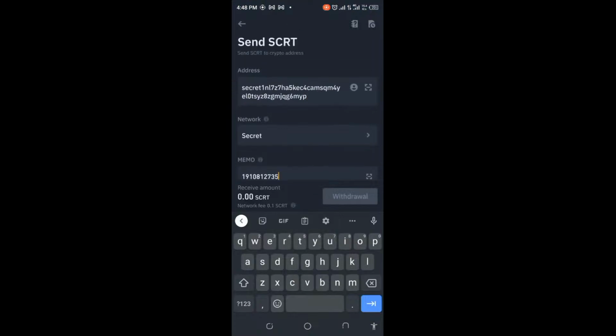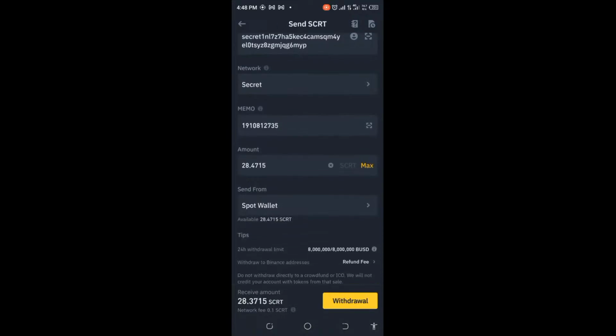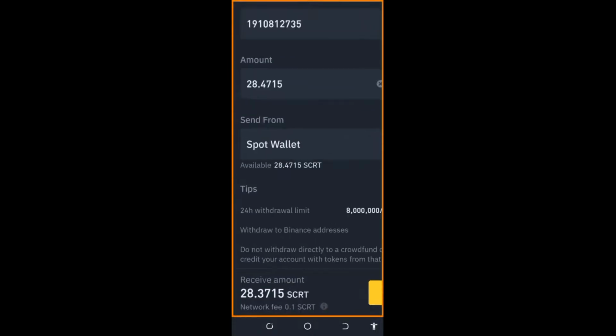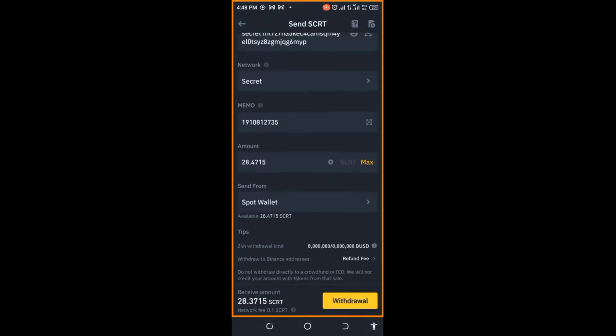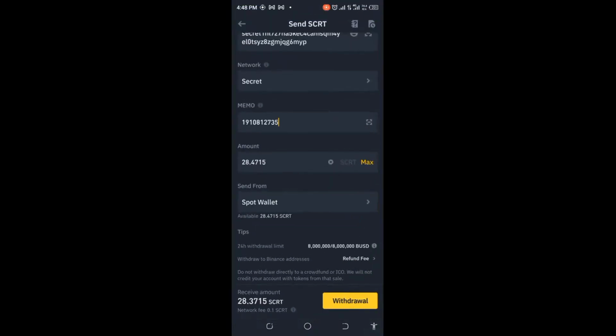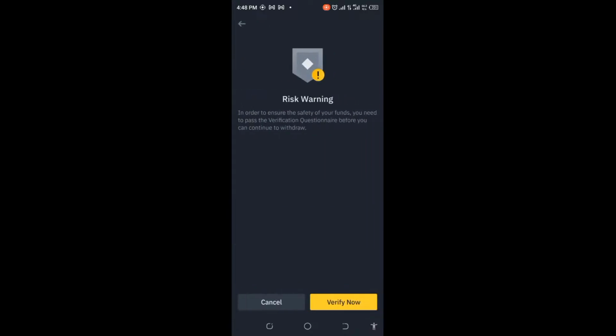Okay, so now we're going to take up everything that we have here. The transfer fee is 0.1 SCRT, which is like 8 cents, which is still on the safe side. It's okay, so we're just going to go ahead and withdraw. Okay, it's telling me to do my verifications and to confirm whether I want to withdraw this. Okay, I'll do that, and then we'll be back.